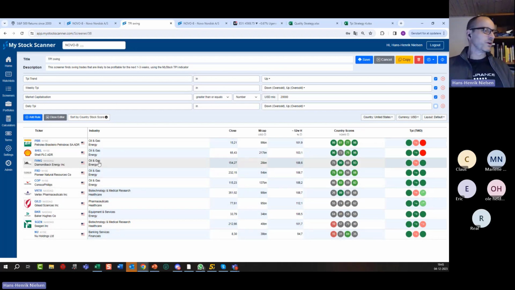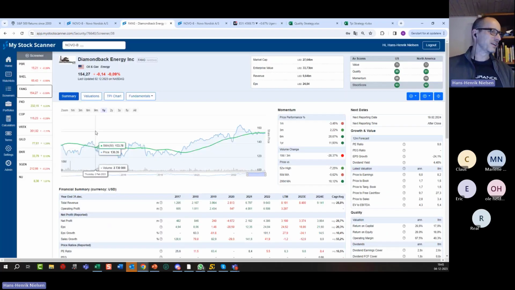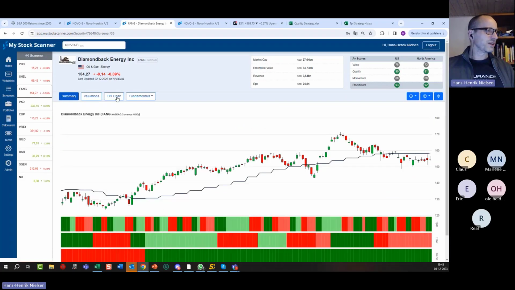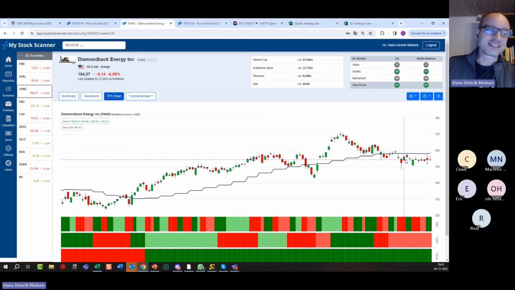So if we're looking at one of these, if we're picking the FANG here, Diamondback Energy, we can look at the TPI, and as you can see, it is in a long-term uptrend, and it is in an oversold accumulation phase here. So this one would be the one to buy right now, for instance. Now, I cannot guarantee that this one will be going up at all. But I can say that statistically, we can see we have an edge.